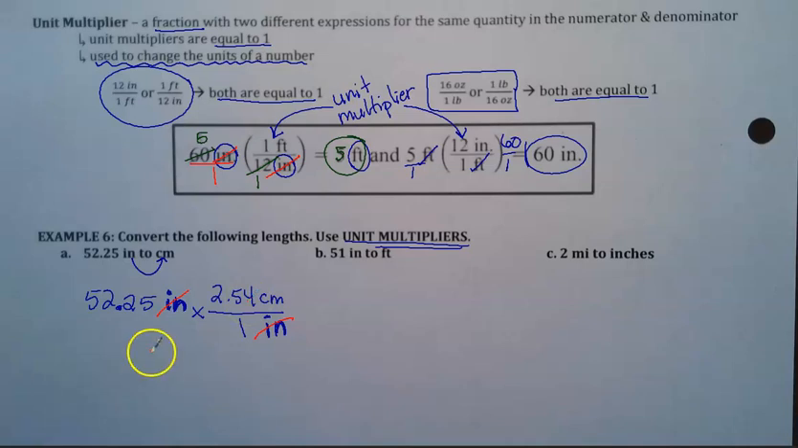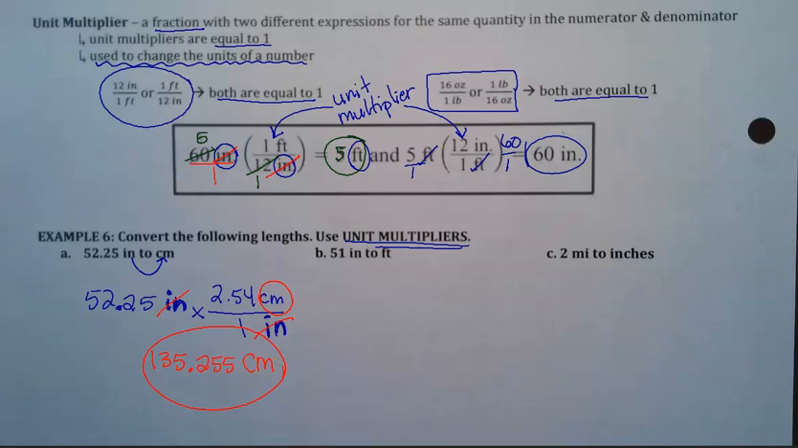And that gives you 135.255. And what's my unit? What's the only unit that's left up here? I had inches, centimeters, and inches. Which one remains? Centimeters, right? We canceled everything else. So we know we set it up correctly.